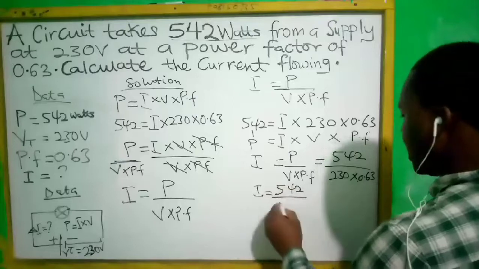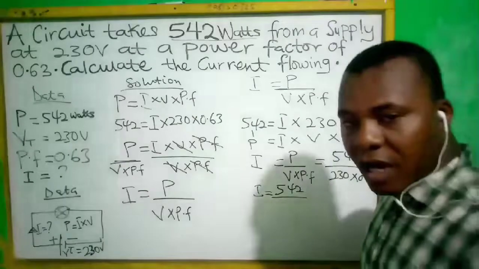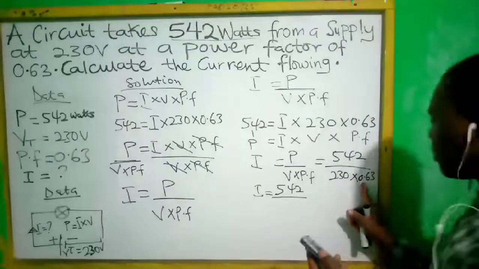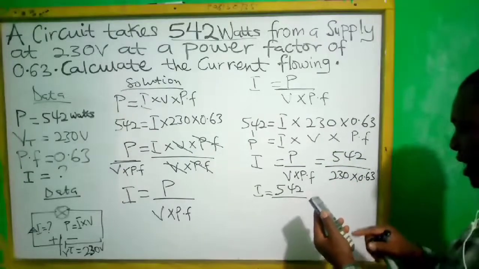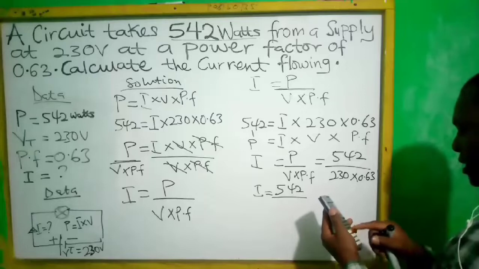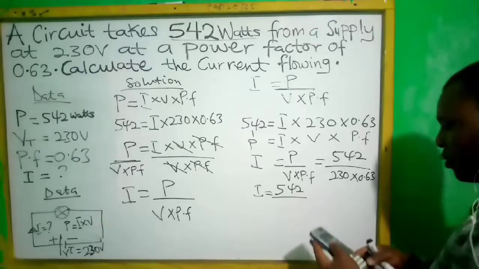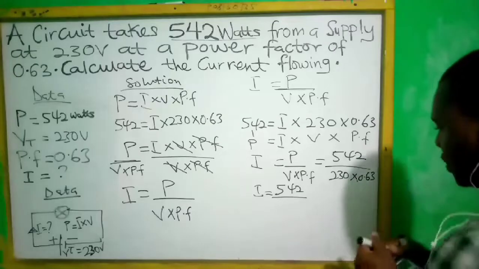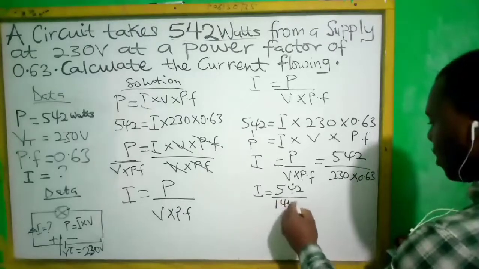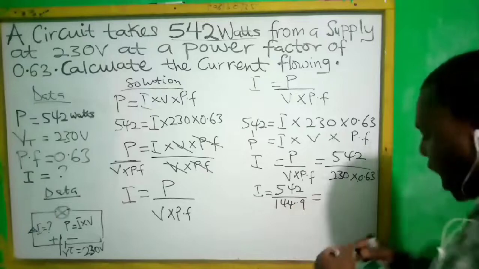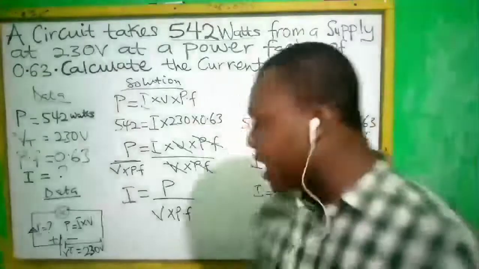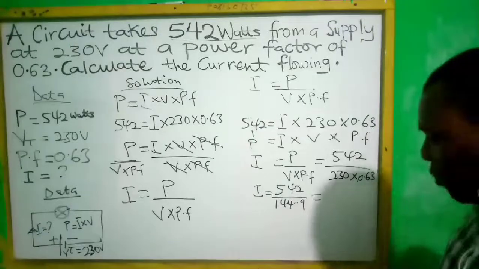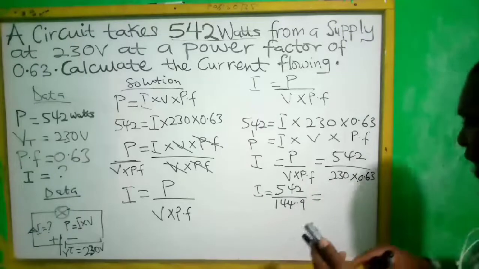542 divided by, let's use our calculator. Use your calculator and check. 230 times 0.63 will give us 144.9. So we have 144.9. So our current will be 542 divided by 144.9. Let's divide it and see.